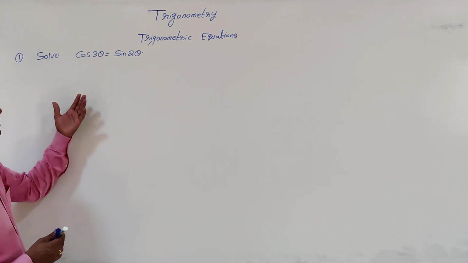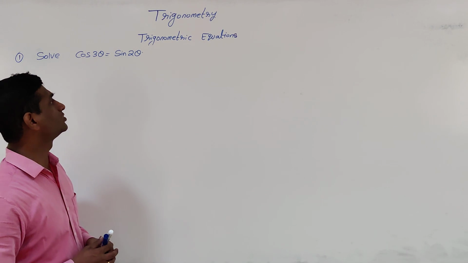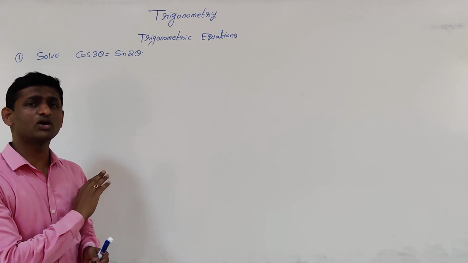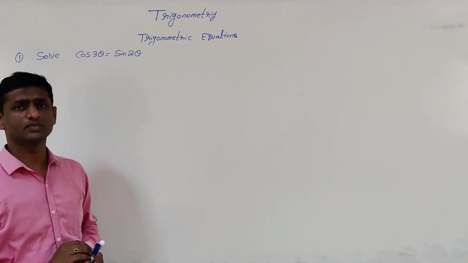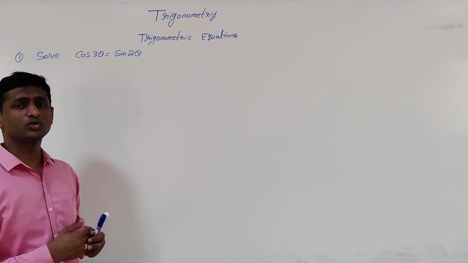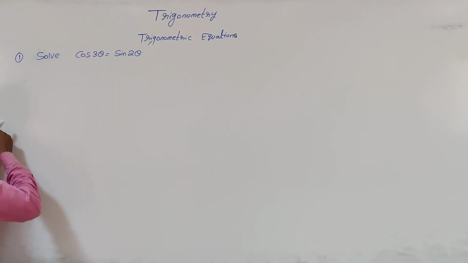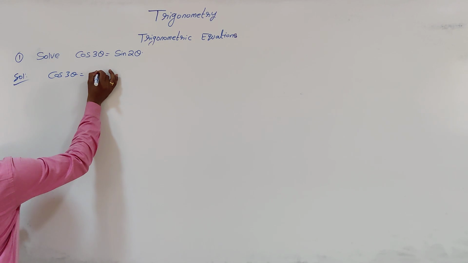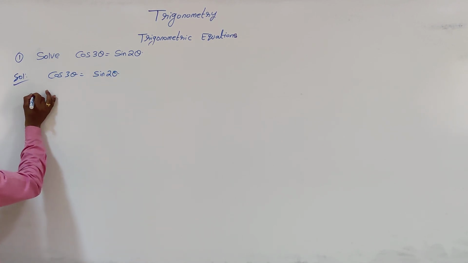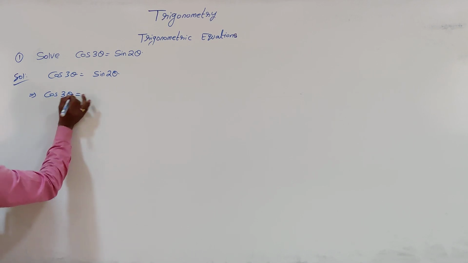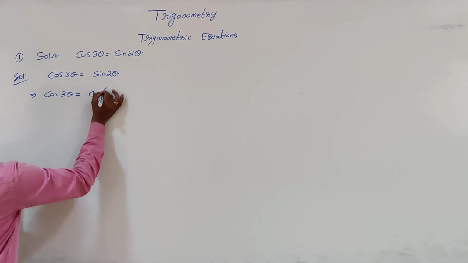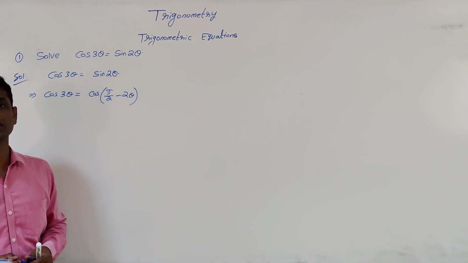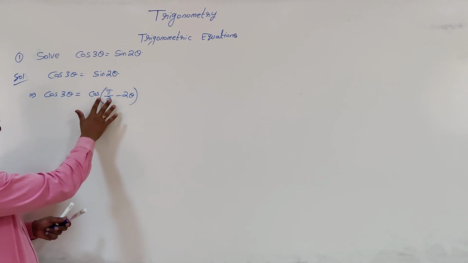Now in this question, it is in the form of cos 3 theta is equal to sin 2 theta. It is not in the form of cos theta is equal to cos alpha or sin theta is equal to sin alpha. So we have to bring it into our known form. In what way can we write it? Cos 3 theta is equal to sin 2 theta, and sin 2 theta can be written as cos of pi by 2 minus 2 theta, since 90 minus theta gives sin theta. Now it is in the form of cos theta is equal to cos alpha.